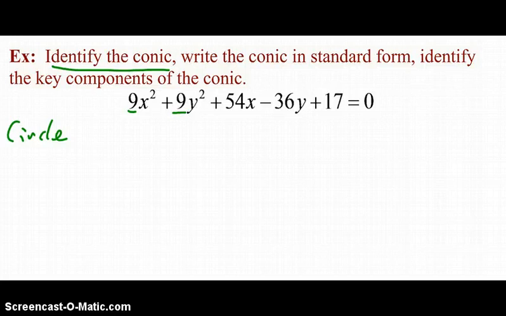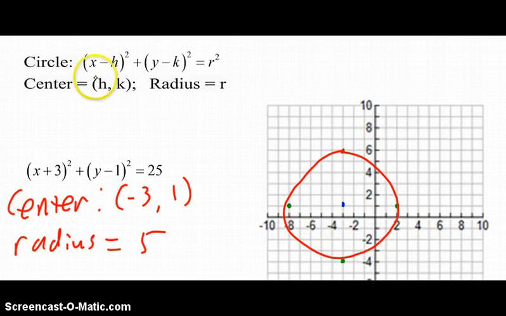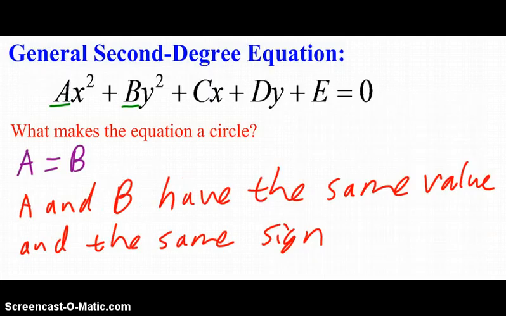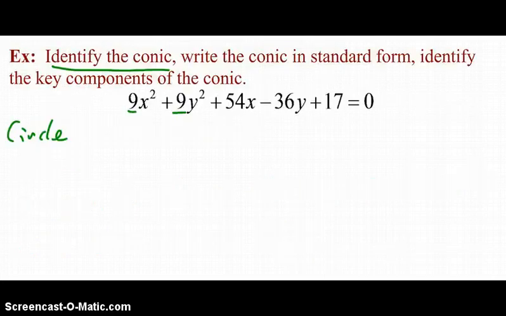Now, you want to keep in mind the whole time, the reason why it's important to identify the conic first is so that you know what standard form you're trying to get this to look like. So my answer should look like this, because I identified that it's a circle. The other conics will have a different standard form.